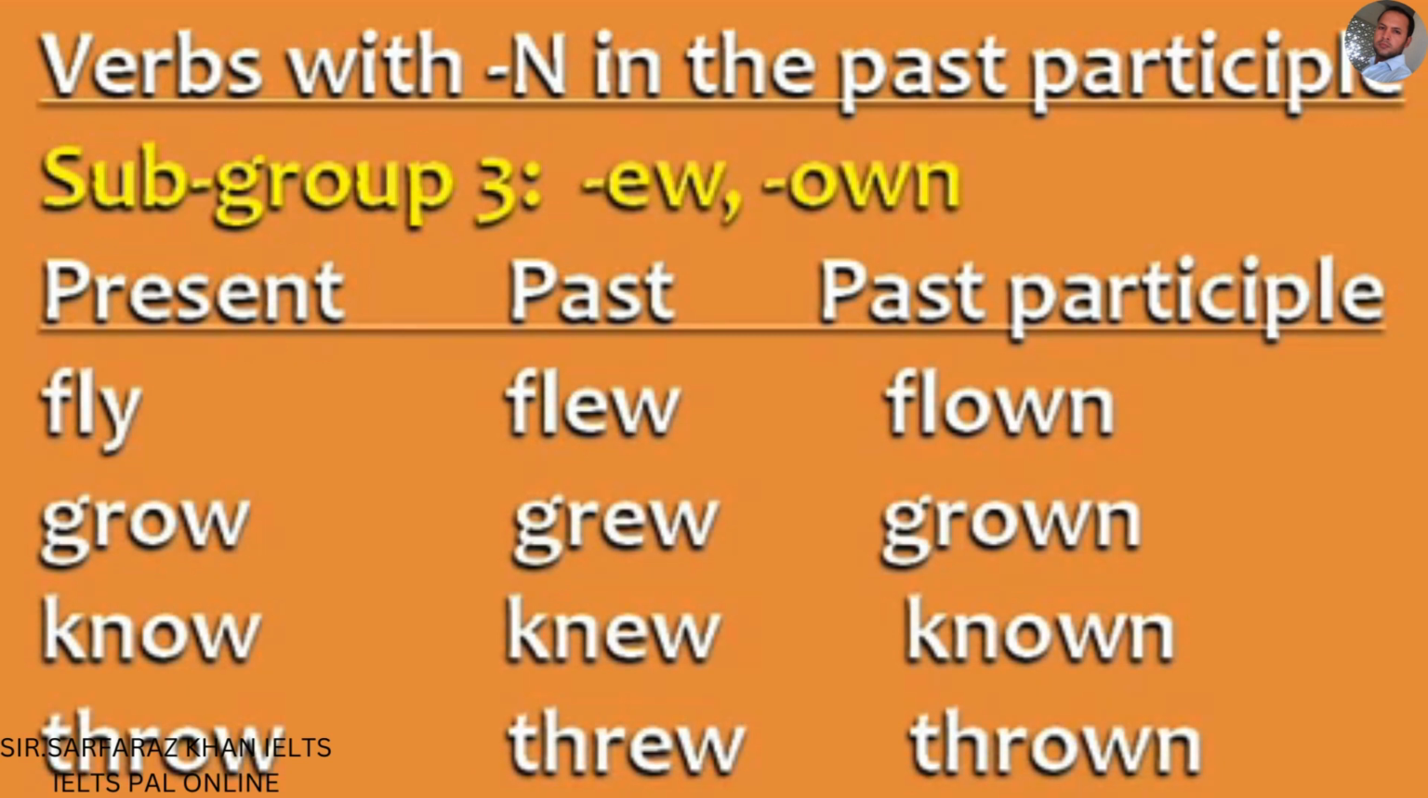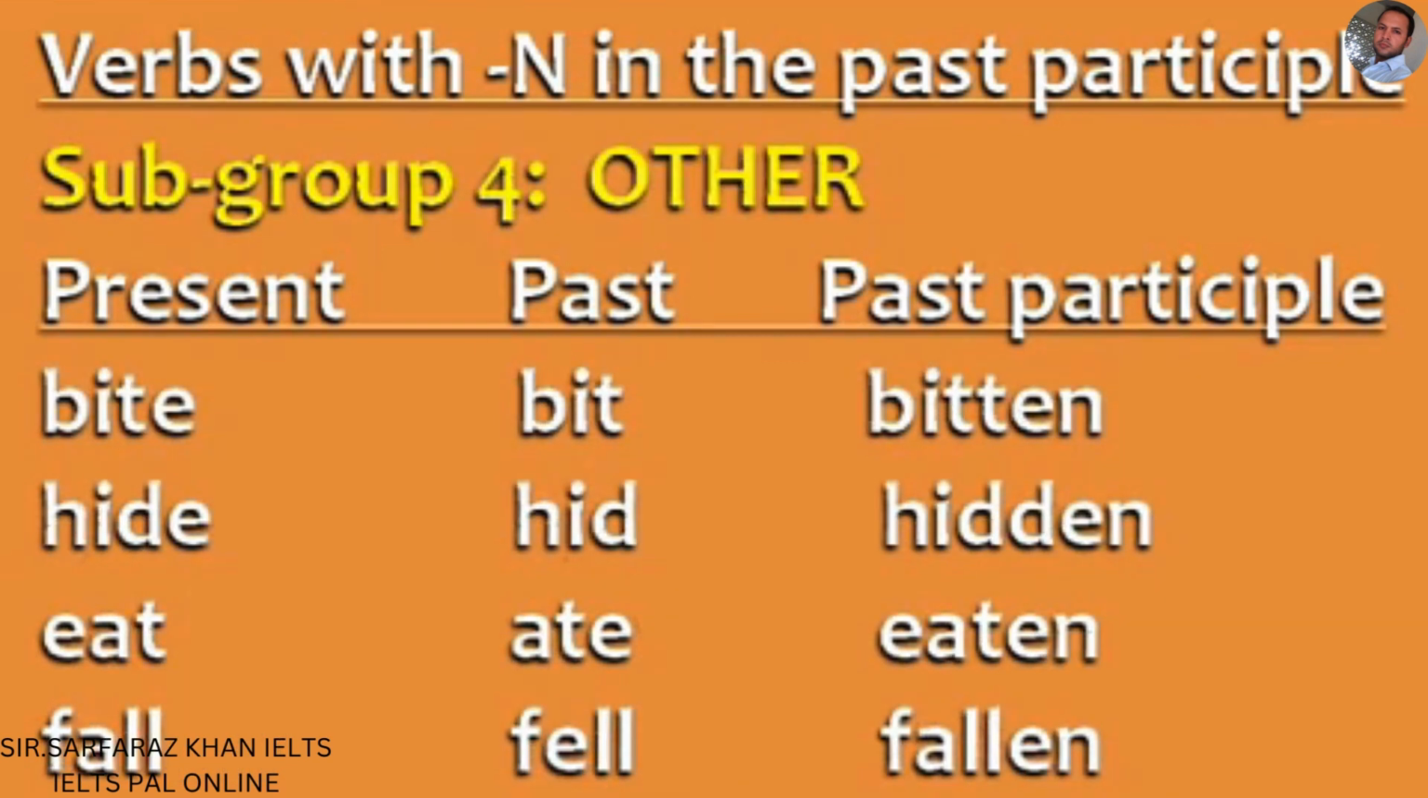Subgroup 3. Verbs ending in ew in the past and own in the past participle. Fly, flew, flown. Grow, grew, grown. Know, knew, known. Throw, threw, thrown. Finally, we have subgroup 4, other. These verbs have n in the past participle, but don't appear to follow any other pattern.